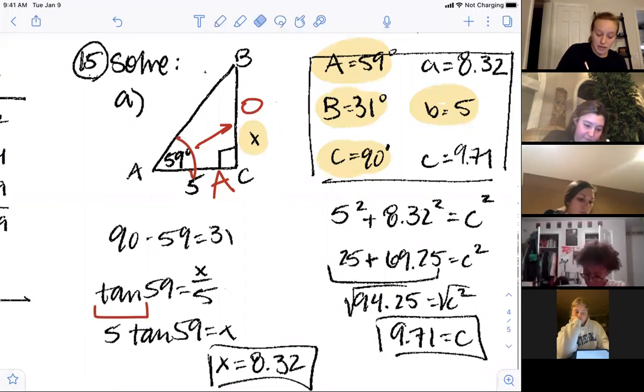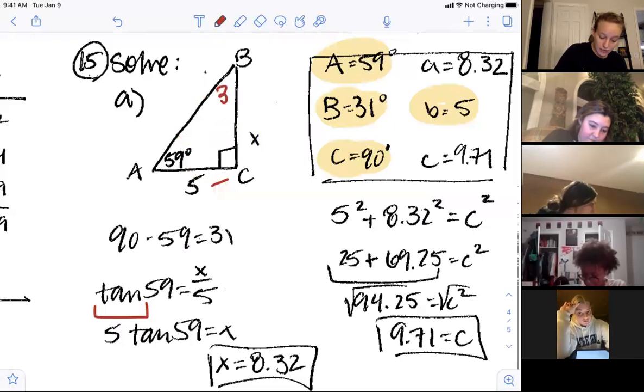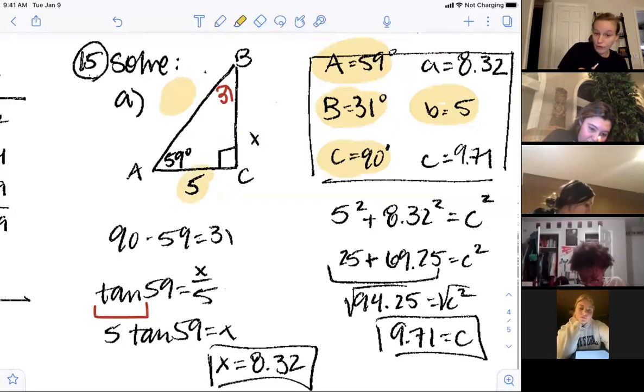You could have also used the exact same angle, but instead of the opposite side, you could have used the hypotenuse, and then we would have done cosine of 59 equals a over h. You could have even used the new angle we just found. You could have done 31 and done sine with 5 over hypotenuse, or tangent of 31 equals 5 over x. You could have done any trig function from any angle.